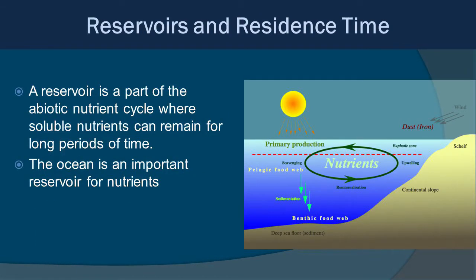Now, there are reservoirs of nutrients out there. A reservoir is a part of the abiotic nutrient cycle where soluble nutrients can remain for long periods of time. The ocean is a really important reservoir for many different nutrients. What this means is it holds on to particular nutrients for long periods of time. For example, carbon is a perfect example. It can get caught up in sediments and stay in the ocean for thousands of years, and way longer than that.